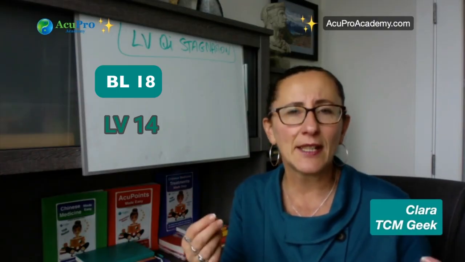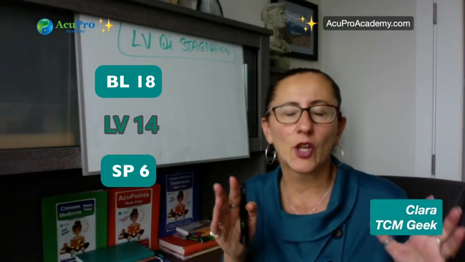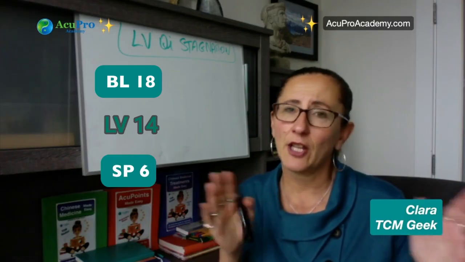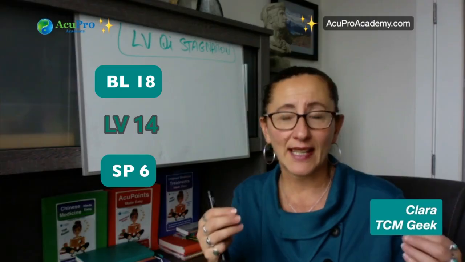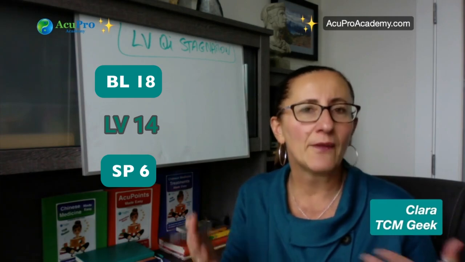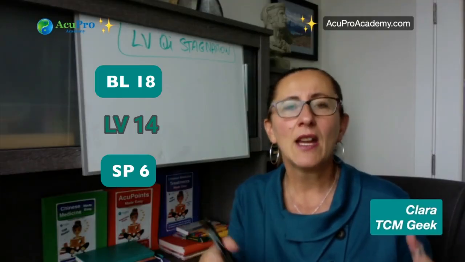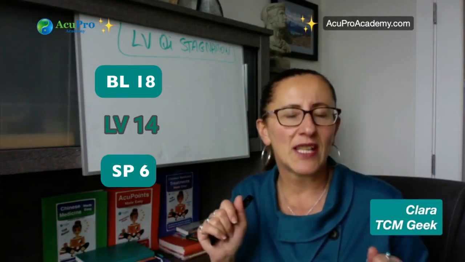Of course, you can add the back shu point of liver, bladder 18. You can add the front mu point of liver, liver 14. You can add any other point that is basically needed by each patient's symptoms. Spleen 6 is such a good point for liver qi stagnation as well. Again, not during pregnancy, because spleen 6 not only moves liver qi, but it also strengthens spleen if liver is over-controlling spleen. So it is a really good point to add for better movement of liver qi as well.